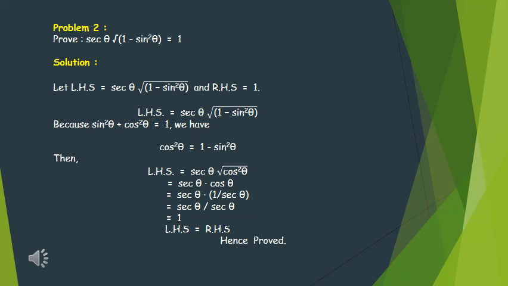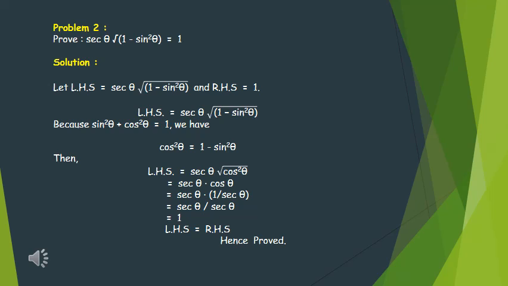Students, this is the second solved example. Here we have to prove sec theta into under root of (1 minus sin square theta) is equal to 1. Again we take two sides, the left hand side and the right hand side. For this question we start our solution from the left hand side, that is sec theta into under root of (1 minus sin square theta).